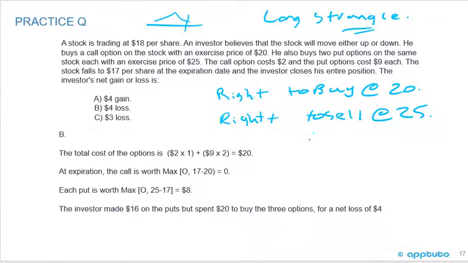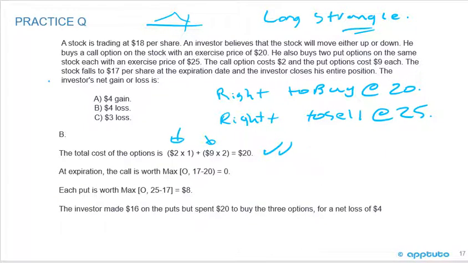Now this has a cost. Okay. So I bought, it says here, a call option and the call cost $2. So you can see the cost of the options, $2 times the one option is $2. I don't even need to bring up my calculator. And he's buying two put options at $9 each. So $9 times the two put options is 18. Plus 18 plus 2 equals $20. Okay, I didn't have to bring up my calculator.